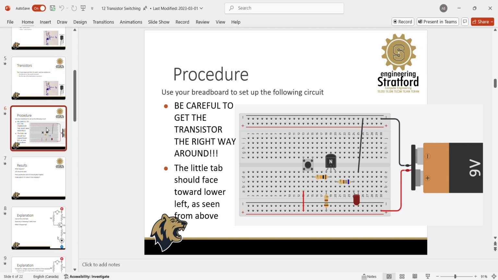Make sure that the collector is on the positive side, so it's coming in from the 180 ohm resistor. And the emitter is on the negative side of the circuit, so that's at the 680 ohm resistor that's going over to the LED. And then the base, remember, is connected to the 10,000 ohm resistor that's going over to the button. So make sure that you've got that set up properly. If you don't, pause this video and try it again.